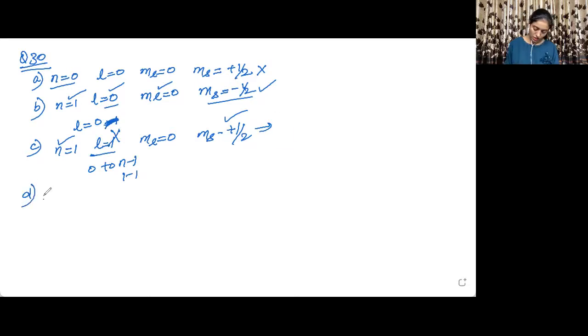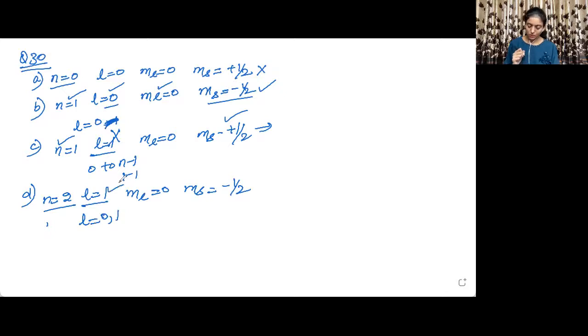Then D is N equal to 2, L equal to 1, ML equal to 0, MS equal to minus half. So when N equal to 2, L can be 0 and 1. So this means this is correct. When L is 1, ML will be equal to minus 1, 0, plus 1. So this is also possible. MS is always possible, either plus half or minus half. So this combination can exist.